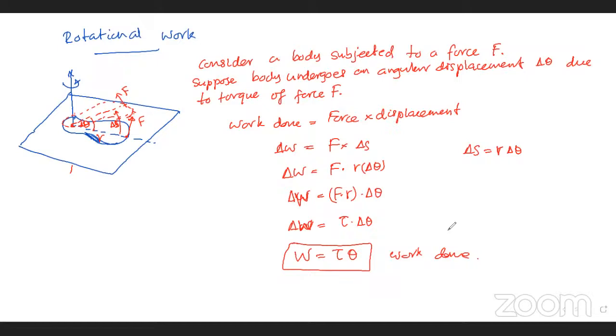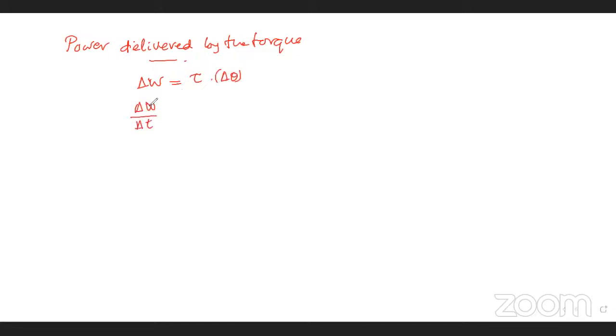Next, the power delivered by torque. The work done you can write as tau delta theta. Dividing it by time gives the power, since the rate of work done is the power. That is tau delta theta divided by delta t. This is the power there.